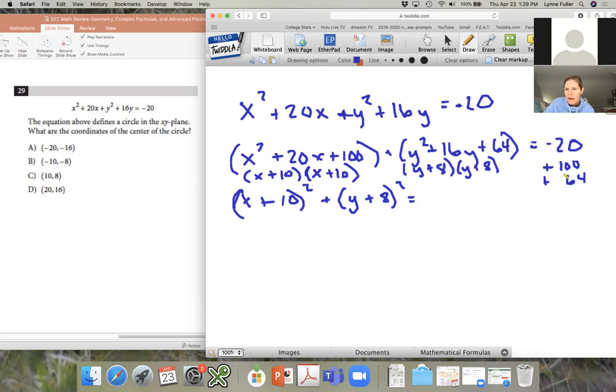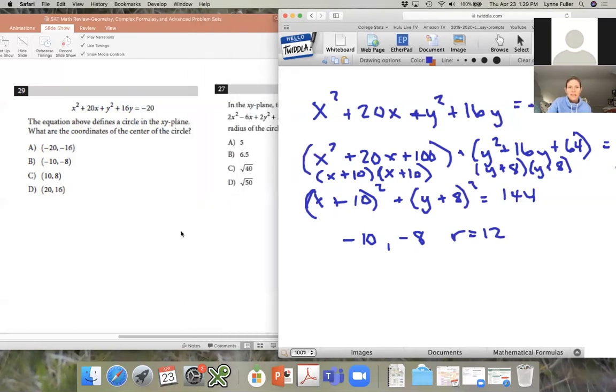And then 100 plus 64, 164, minus 20 is 144. So the center of our circle is -10, -8, and our radius would be 12. Let's look at what they're looking for. What are the coordinates of the center? B. Okay, so that's completing the square.